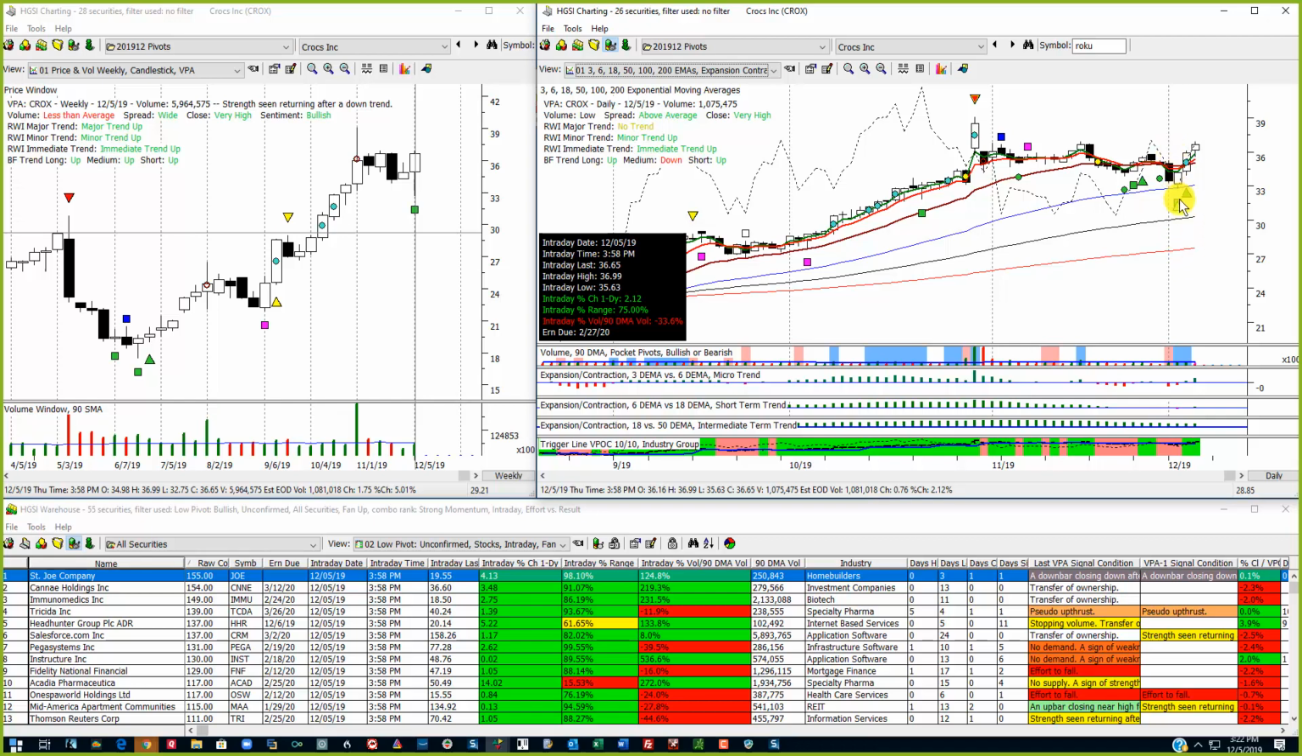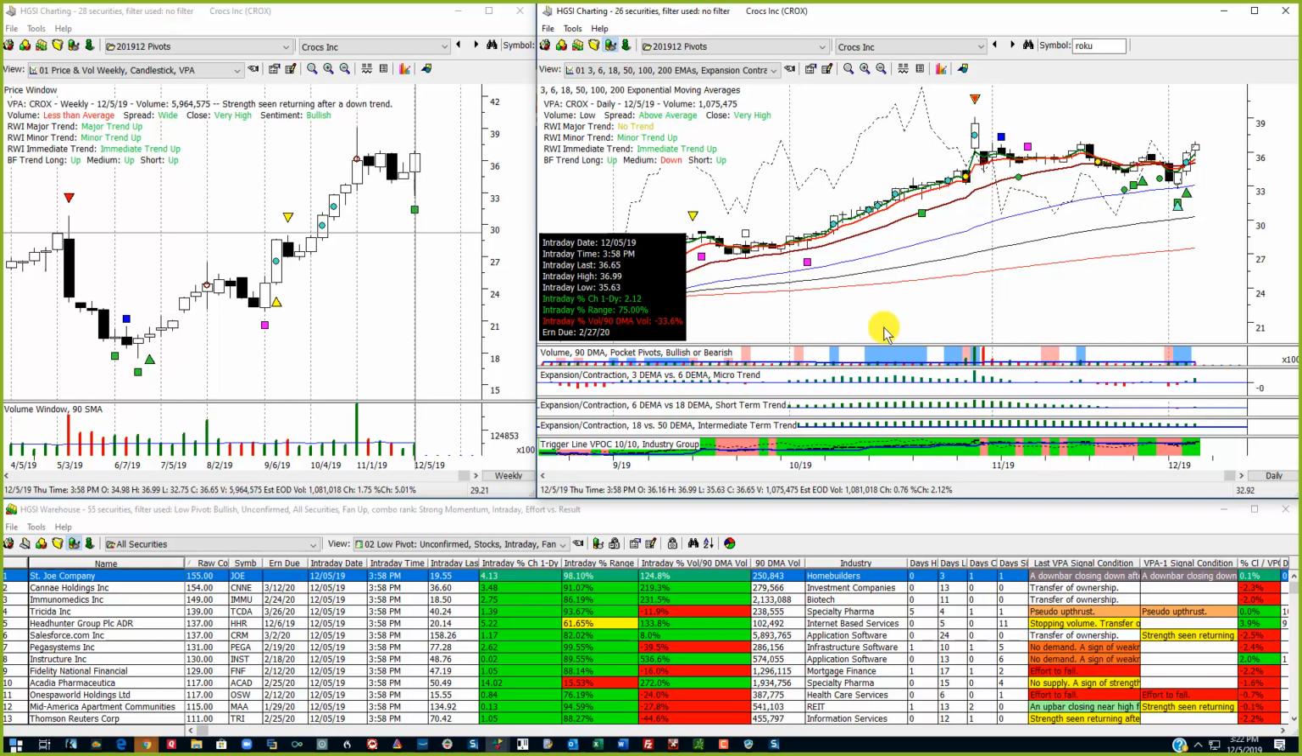Here's your fan. These moving averages are all in order. Here's the 200, the 100, the 50, and then the 18 is up here. That's the green line. So the fan is in place. And I like to look for stocks that are pulling back, that are in a long-term uptrend, for a low-risk entry. Rather than chasing stocks, this is a much safer way to do it.